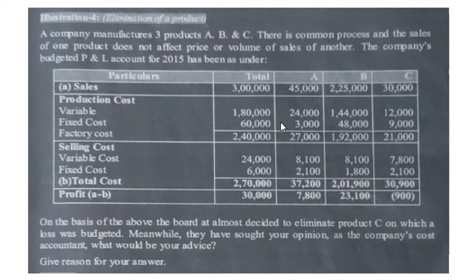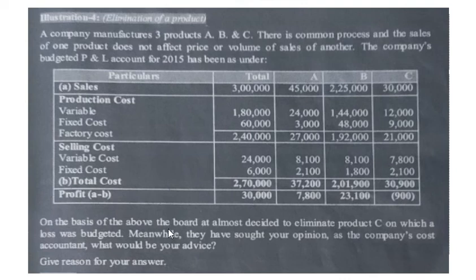Variable and fixed cost is calculated and deducted under each product to find out the factory cost. Then comes selling cost, under which variable cost and fixed cost are deducted. The production cost and selling cost, which have both variable as well as fixed, are added up, and that is deducted from the sales to find out the profit. That calculation is shown here for product A, product B and C.